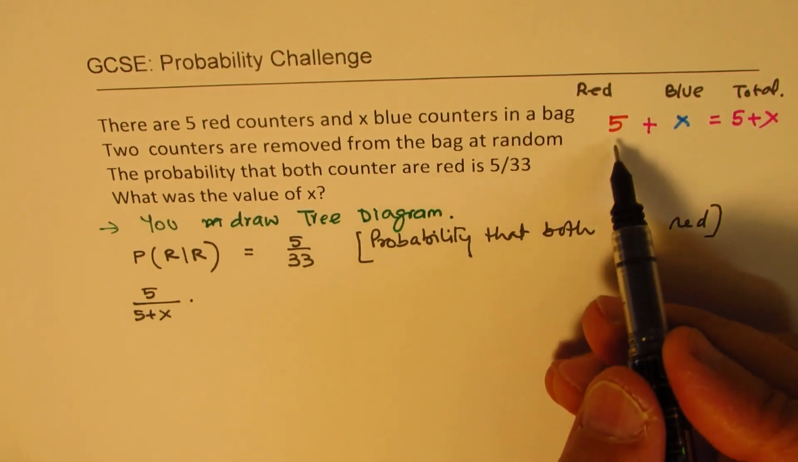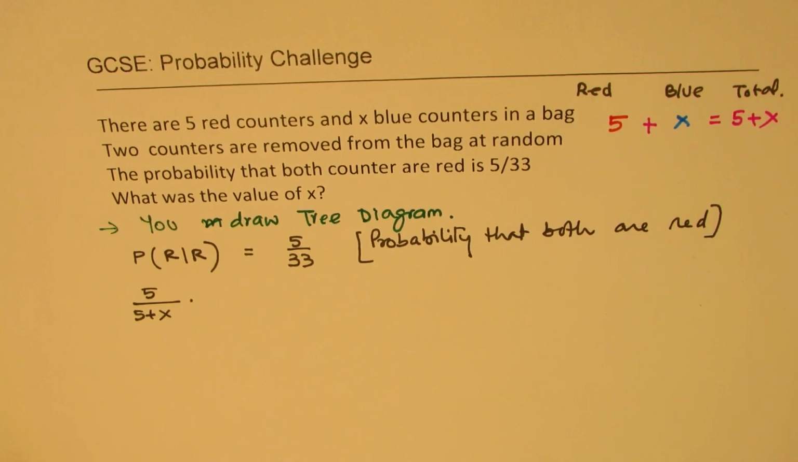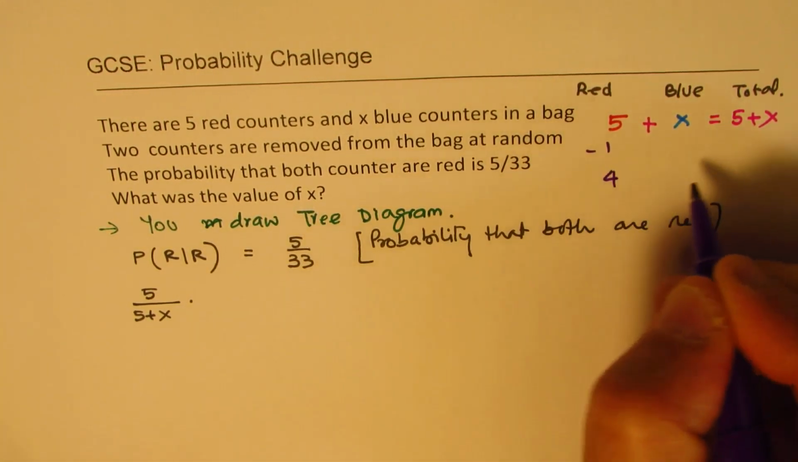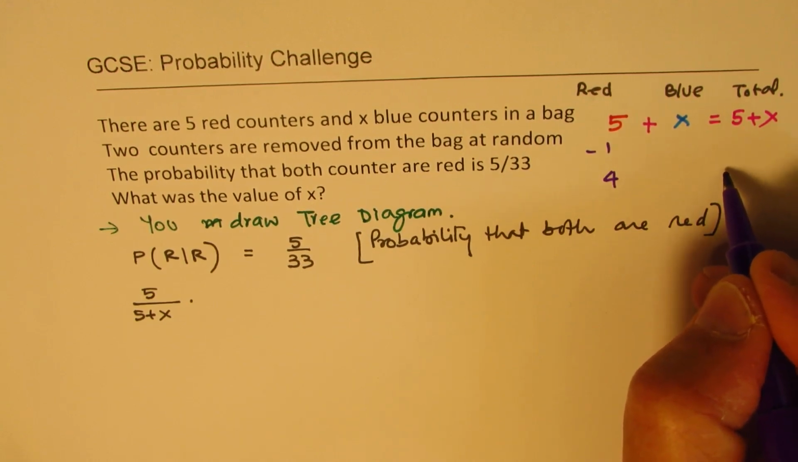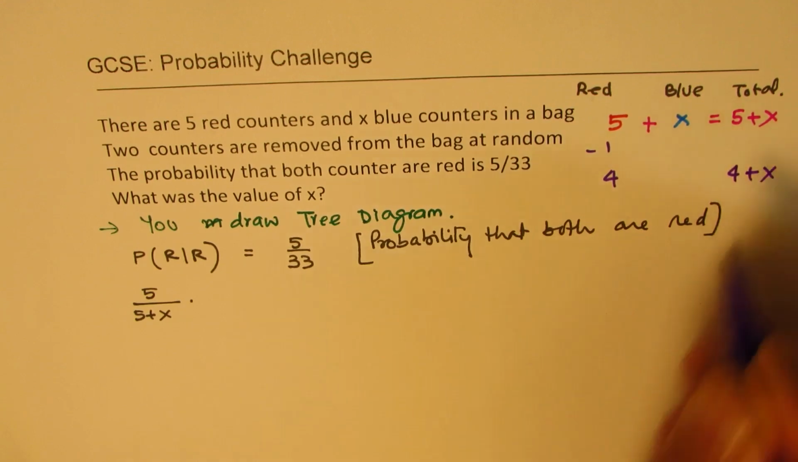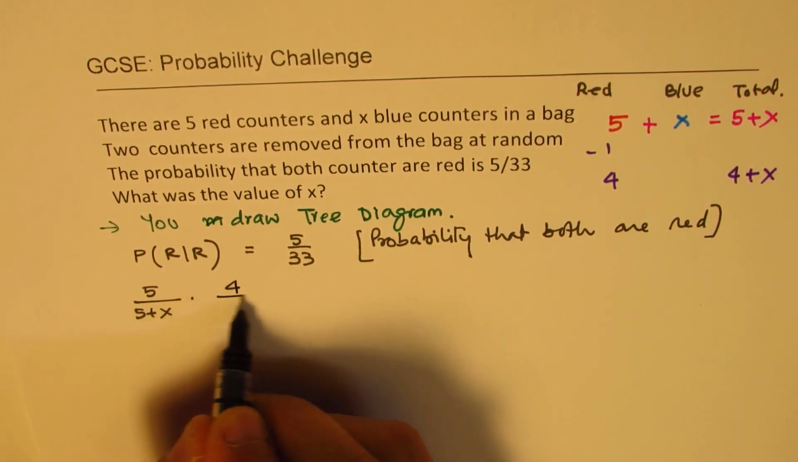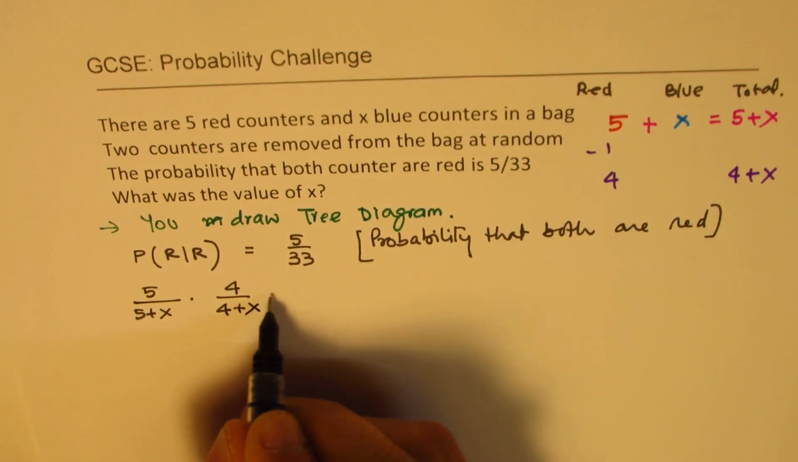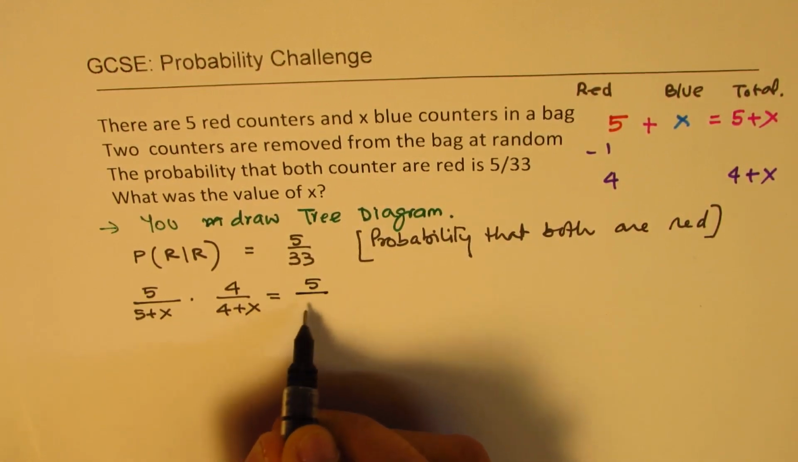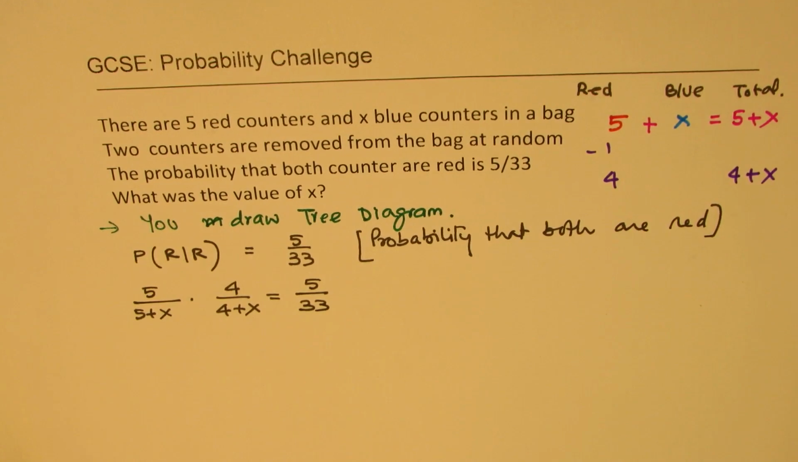Now once you take away one of them, minus 1, you're left with 4 reds, right? And the total, instead of 5 plus x, becomes 4 plus x, 1 less. So now you have 4 over 4 plus x, and this is given to you as 5 over 33. Does it make sense to you? Clear? So that is how we are going to solve it.